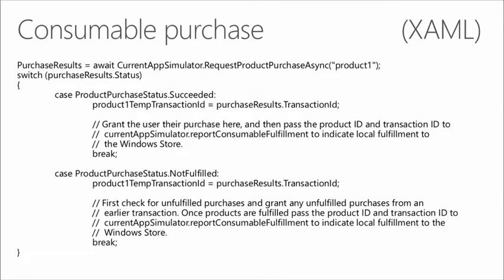And same thing with XAML. I can ask product purchase status. I can say await current app simulator request product purchase async, and give it the name of that particular consumable, and then check the purchase results to say, did it succeed? Awesome. I'm going to add that to the UI and track that purchase via the transaction ID. If it's not fulfilled, then I'm going to check why that particular consumable purchase wasn't fulfilled. Was it a problem with the process, or do they already own it, or what it might be?